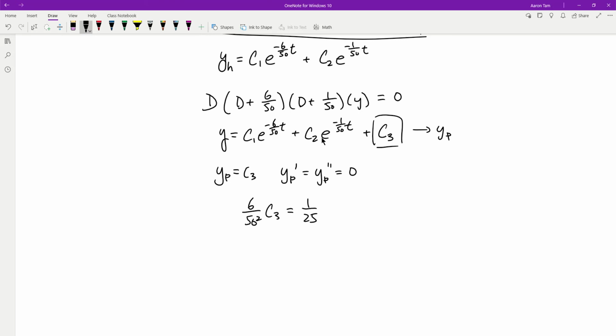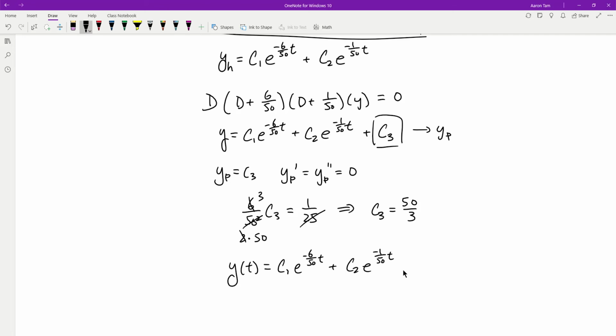And so that tells me that C3, if I do a simple cross multiply, or actually maybe I'll cancel that with the 50 squared, and that becomes 2 times 50, where the 2 and the 3 cancel out. So it seems to me that C3 must equal 50 over 3. And so now I have my answer for y. y of t is equal to c1 e to the negative 6 over 50 t plus c2 e to the negative 1 over 50 t plus c3, which is a constant, 50 over 3.